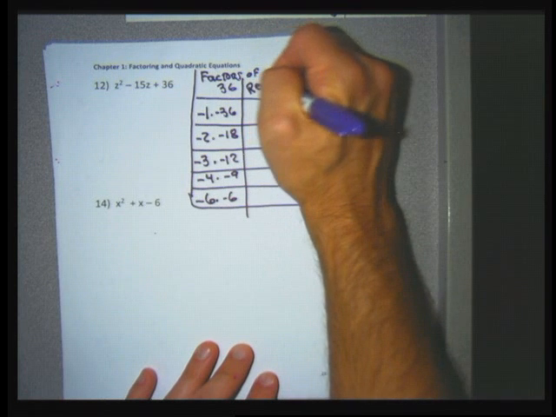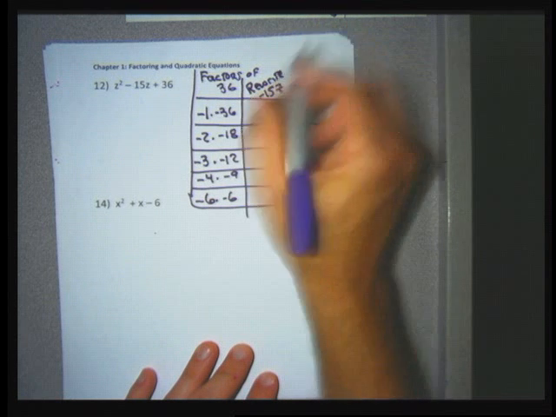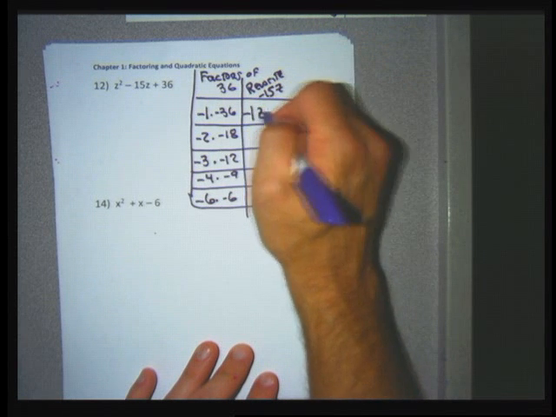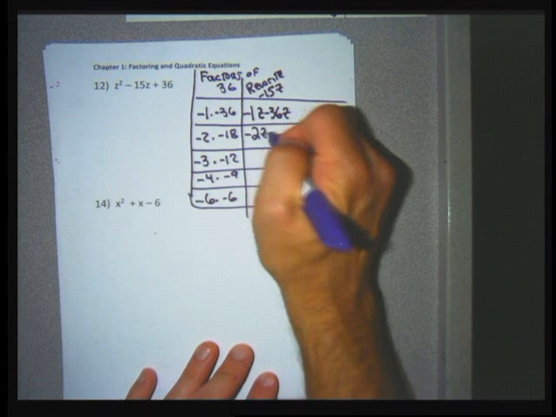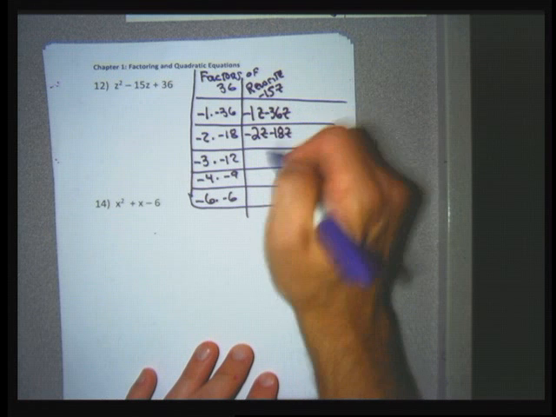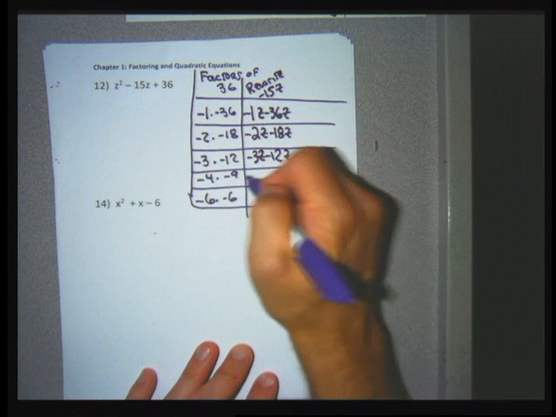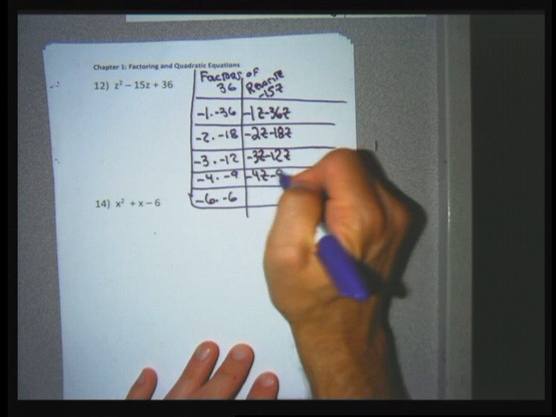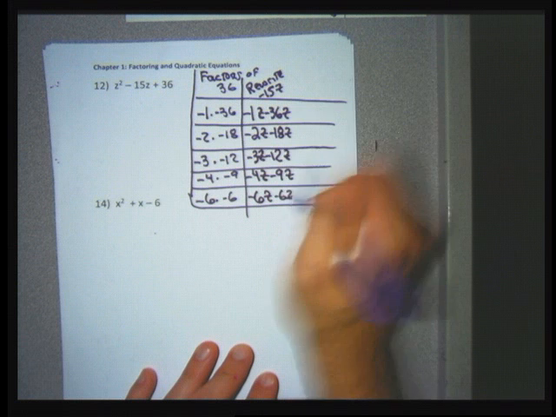For me, I can already know how to rewrite that minus 15z. The choices would be -1z minus 36z, -2z minus 18z, -3z minus 12z, -4z minus 9z, -6z minus 6z.